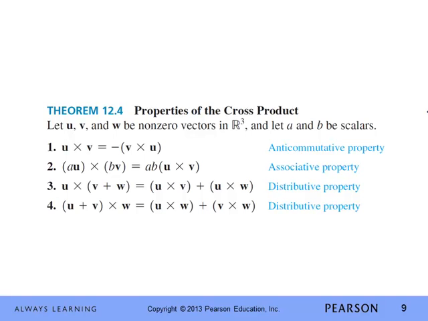Because of the right-hand rule. Remember, your fingers point in the direction of U, and they curl in the direction of V. But if you were to take V cross U, your fingers would point in the direction of V and curl in the direction of U, so your thumb would point in the opposite direction. So U cross V and V cross U would have the same magnitude, they would just point in opposite directions, right? Hopefully that makes sense.